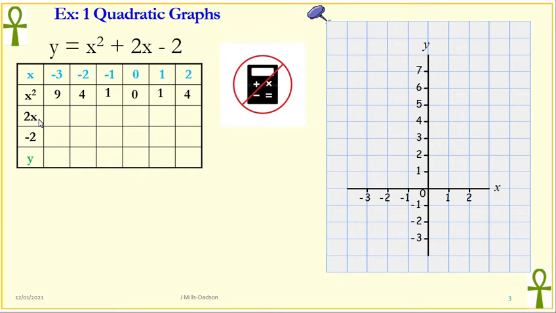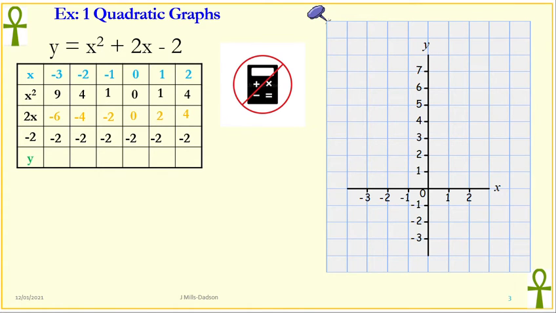For the row for 2x, you have to multiply 2 by each of the x values. Remember, negative and positive, when you multiply, is negative. So you got to be mindful of that. Times each of these numbers by 2 for the 2x row. The negative 2 is a constant, so it doesn't change with x. So it's going to repeat negative 2 throughout.